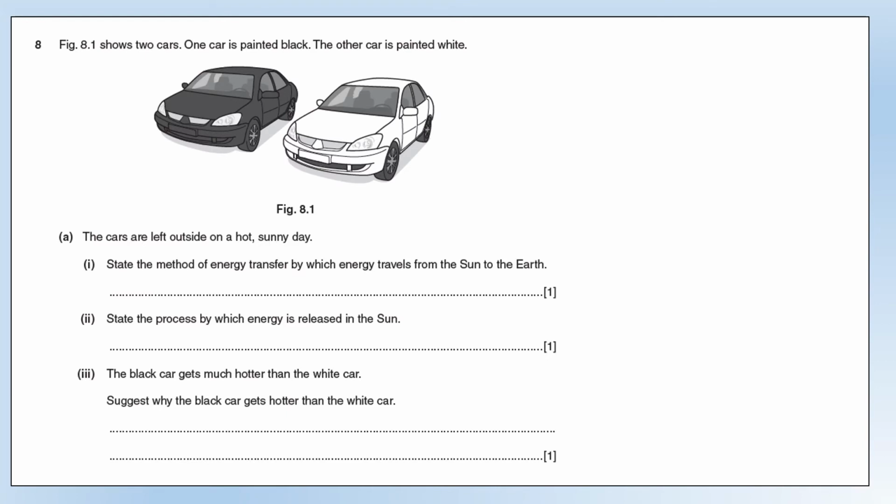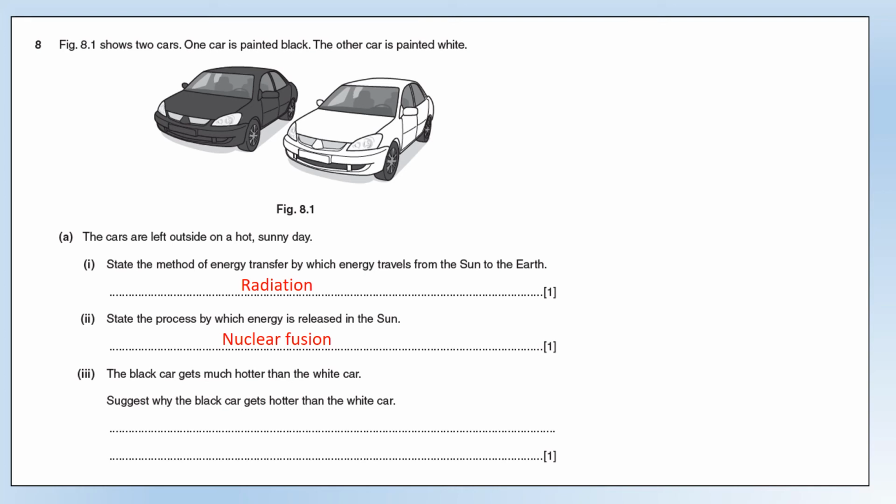Okay. So we've got two objects, one is painted black, the other is painted white, and they're left outside on a hot, sunny day, so they're being bombarded with radiation from the sun. So that's the main form of energy transfer that we've got. Space is a vacuum, so the only method of transmission is radiation. So state the process by which energy is released in the sun. So inside the sun, you have a process of nuclear fusion, where you're taking two hydrogen nuclei and fusing them together to form helium.